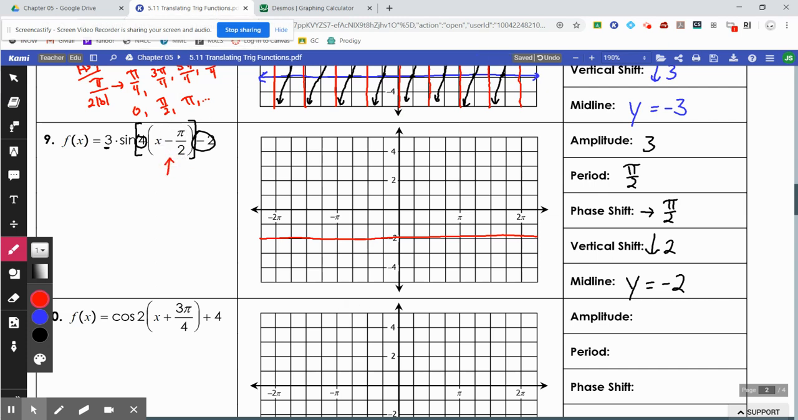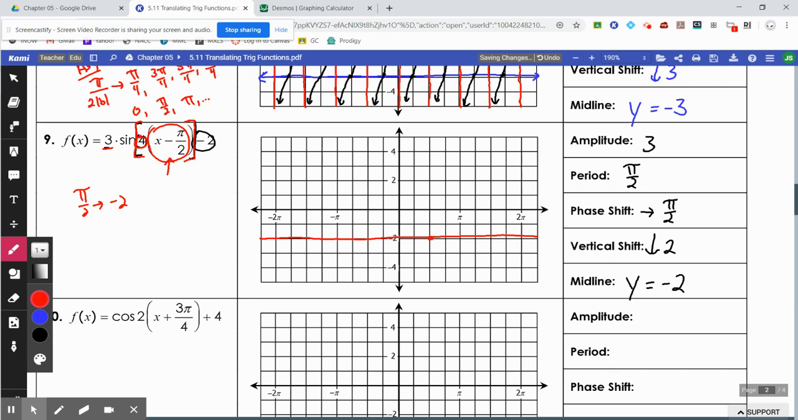Let's plug in some points. You can plug in a pi over 2 very easily to give you a 0 in here to get a point on that graph. If I were to plug in a pi over 2, I would get pi over 2 minus pi over 2, which is 0. 4 times 0 is 0. The sine of 0 is 0. 3 times 0 is 0. Subtract 2, it gives you -2. So when I plug in pi over 2, I get -2.